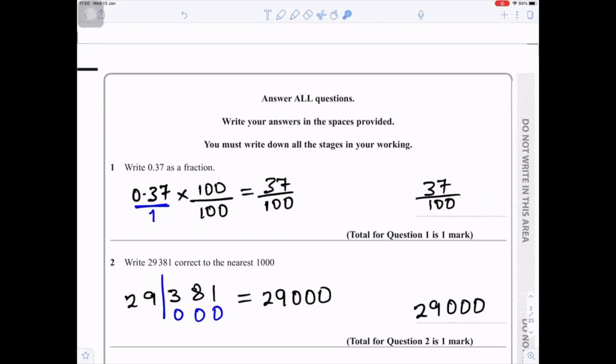Question number 2. Write 29,381 correct to the nearest thousand. So you put the line between 9 and 3. You look at 3. The number 3 is smaller than 5, so you round it down. All the other numbers become 0. So it becomes 29,000. So 29,381 to the nearest thousand is 29,000. It's nearer to 29,000. So that's the answer.